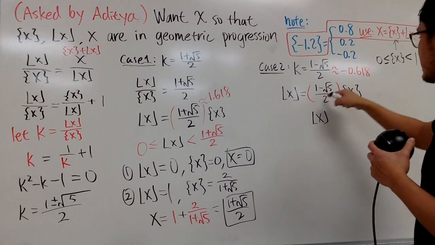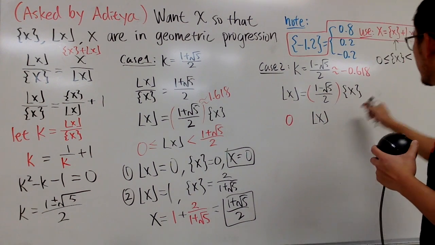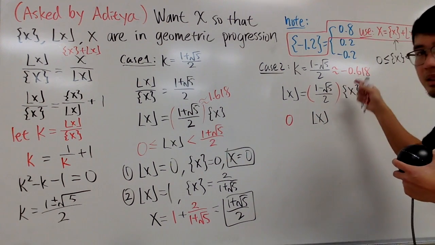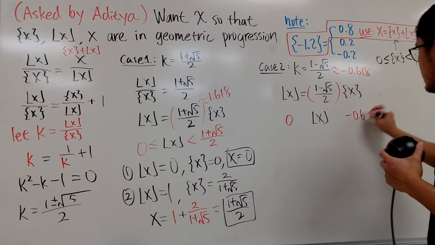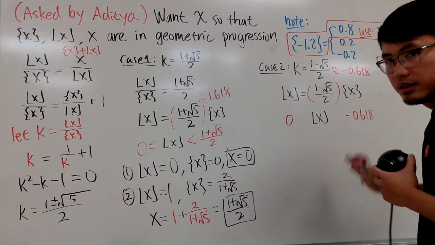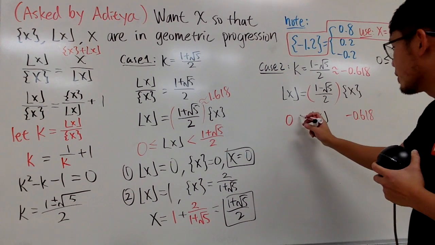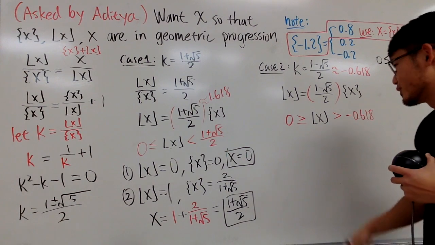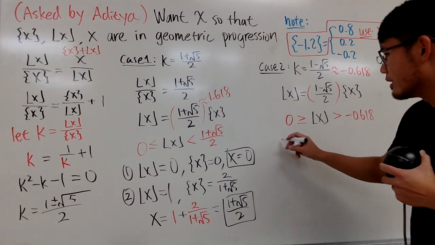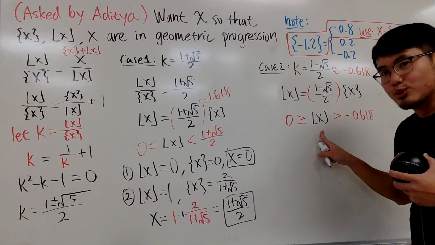And I'll do 0 times that, which is still 0. And then I'll do 1 times that, which is approximately this. And let me just write down negative 0.618 for you guys. It's easier to see from here. And then the inequality should go this way, just to make sense. Anyway, find integer solutions right here.